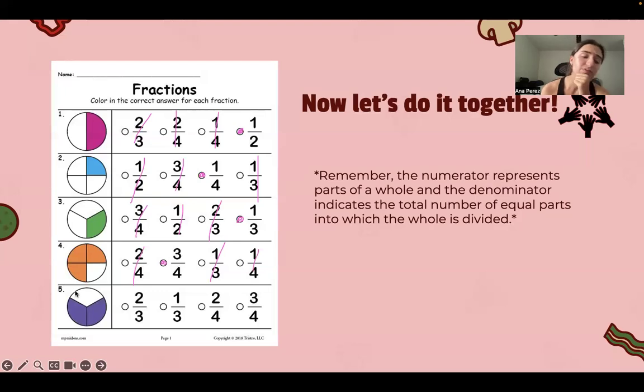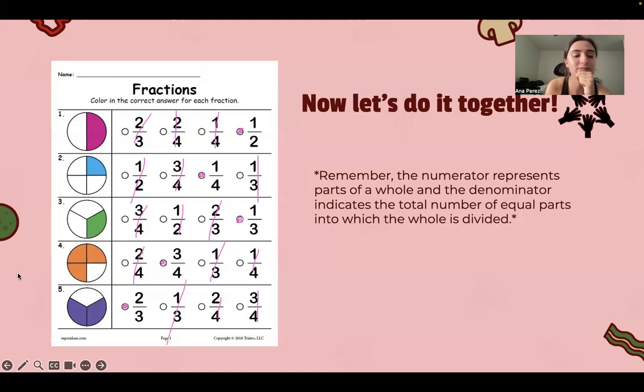And then number 5. How many equal parts? Oh, we have another one that's similar to number 3. So we have how many equal parts? 3. And then you can go ahead and cross these out, right? Because 3 is our denominator. Those do not have 3 as a denominator. And then we shaded in how many? 2. So it's going to be 2/3.